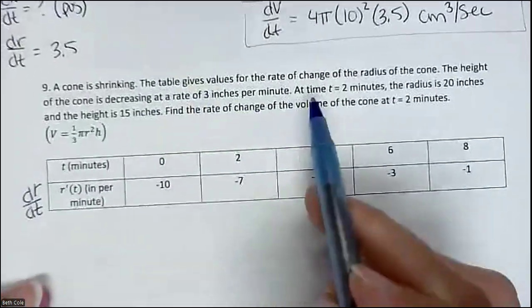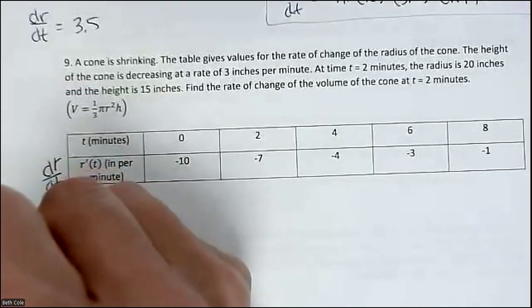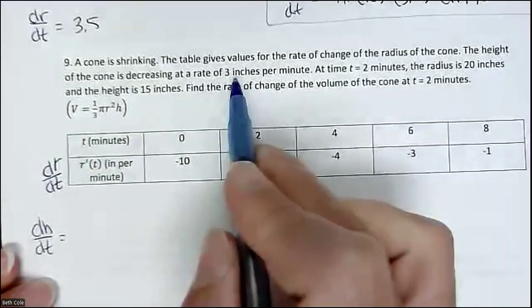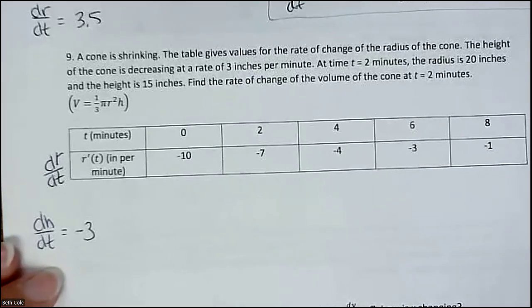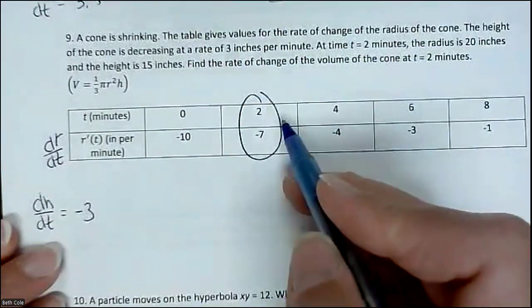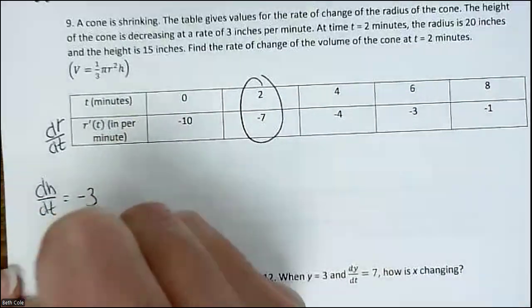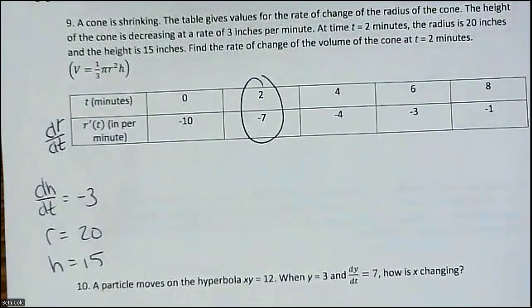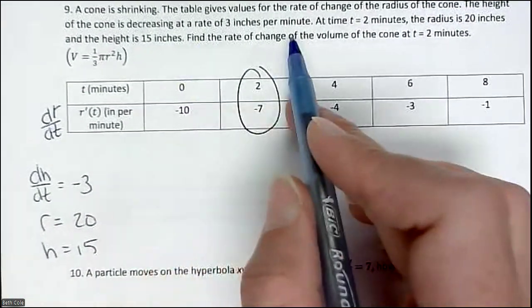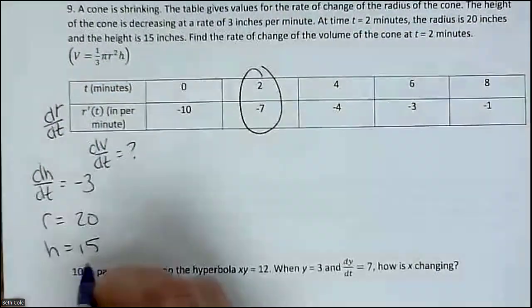All right, a cone is shrinking. Table gives the values for rate of change of the radius. That's dr/dt. The height is decreasing at a rate of 3 inches per minute. So -3 for dh/dt. At time 2 minutes, so that's going to be this part of our table, the radius is 20 and the height is 15. So I'm just making a list of all of my stuff. Find, so this is our question mark, the rate of change of the volume. So dV/dt is our question mark. I kind of ran out of space at the bottom of my list there.